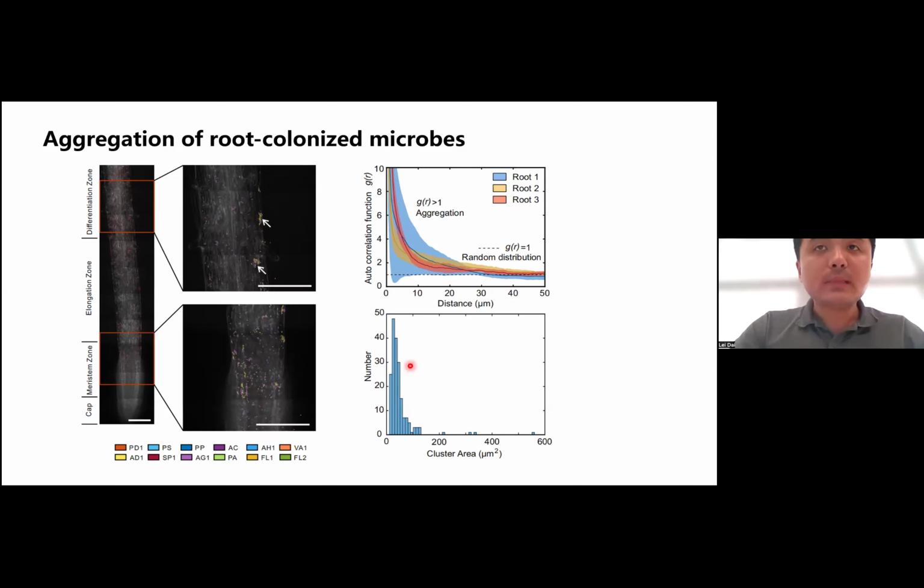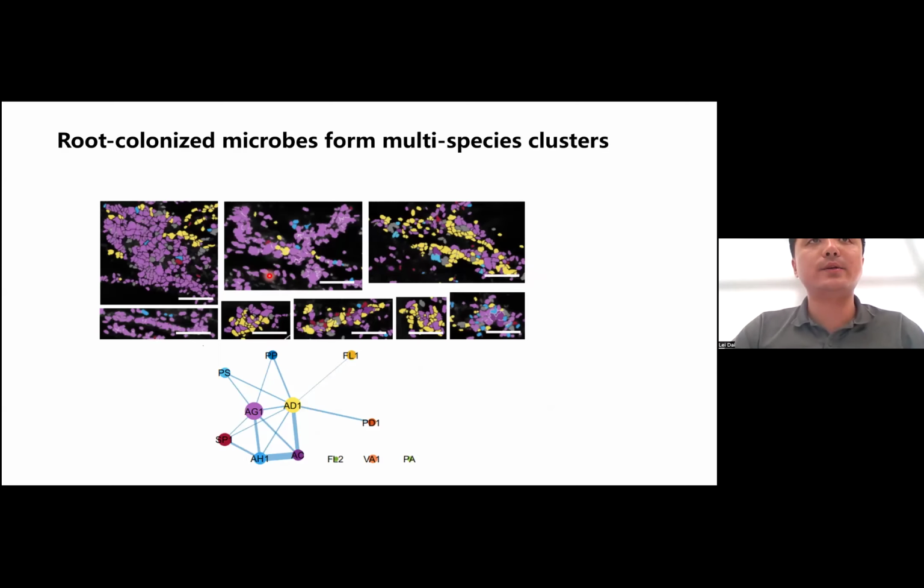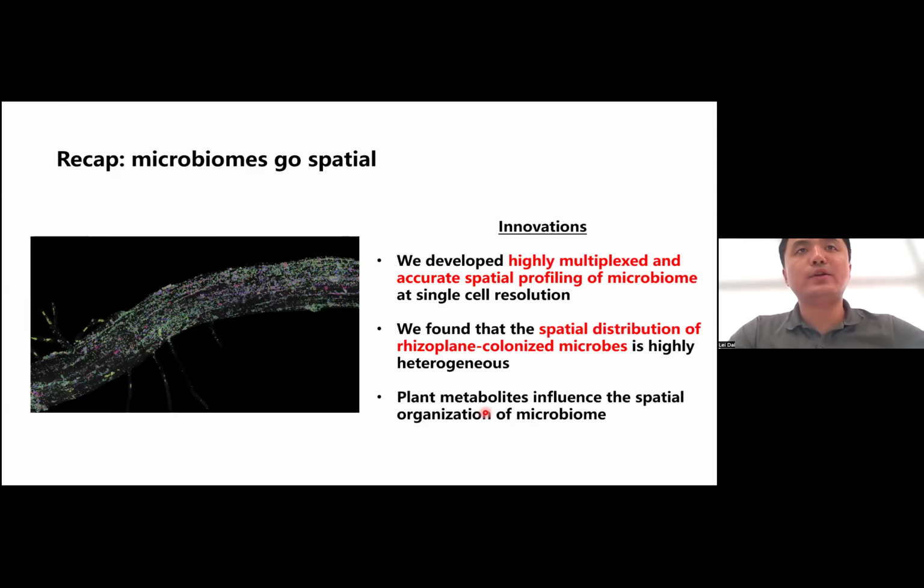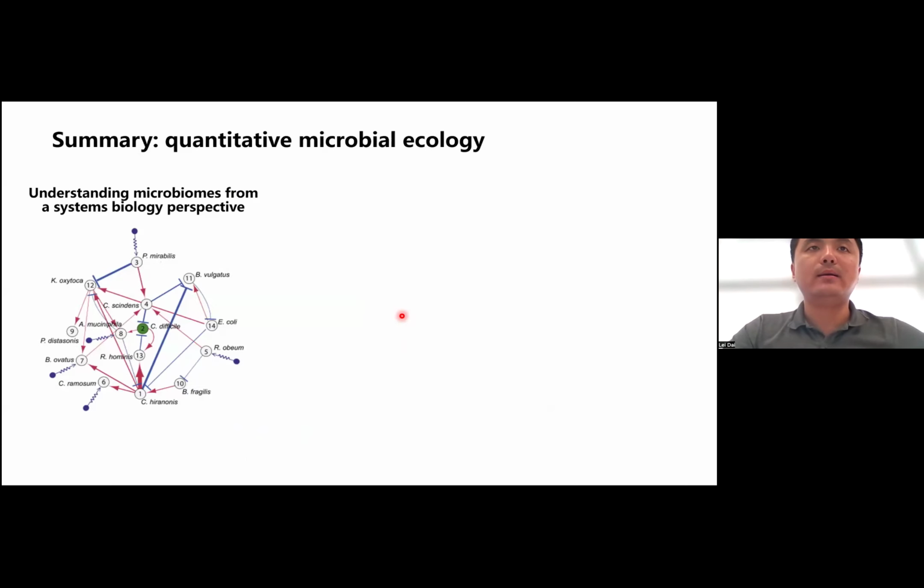And you can also calculate, in these multi-species aggregates, the probability or association among different taxa. Some taxa seem to like each other, and some do not. So you can get a lot of spatial information using these highly multiplexed spatial profiling methods. We're now applying this to other samples, like gut microbial samples, to understand the spatial distribution of microbial communities. Okay, I think that's all.